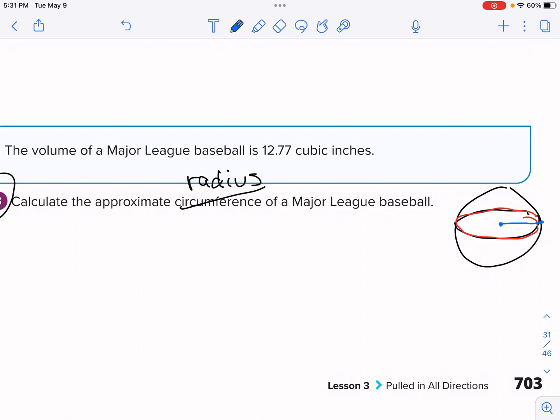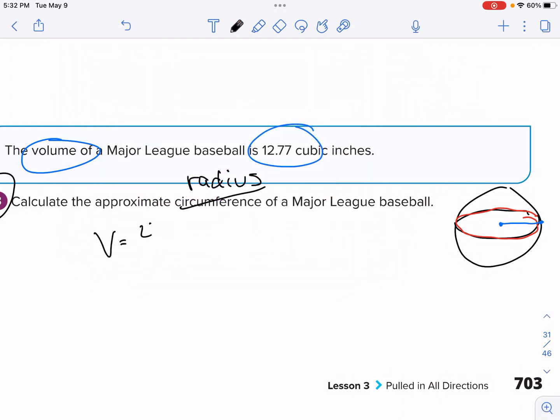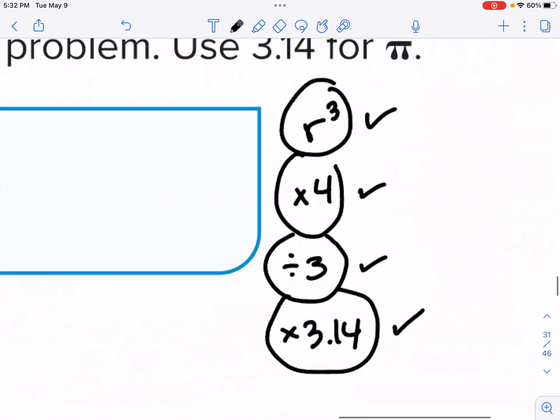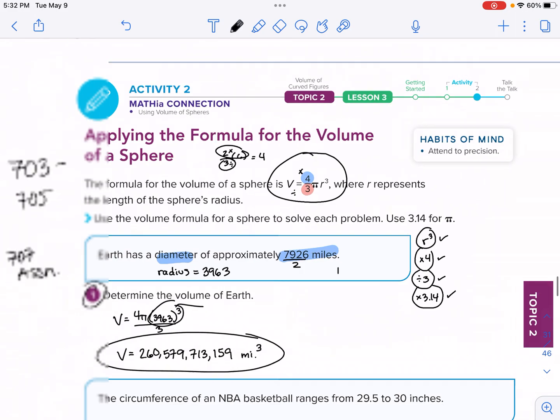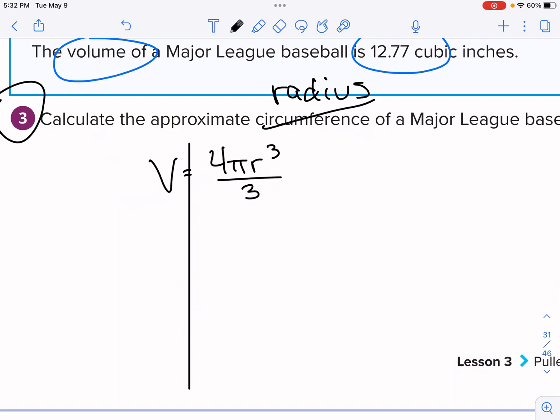We're seeing that the volume is 12.77 cubic inches, and we're going to find the radius. So first of all, as always, we rewrite the formula. Since I'm trying to find the radius, I'm going to go in reverse order. Let's plug in 12.77 for the volume. This is not in terms of pi, so we will have to divide by pi at some point. Let's write SADMEG, reverse order of operations.